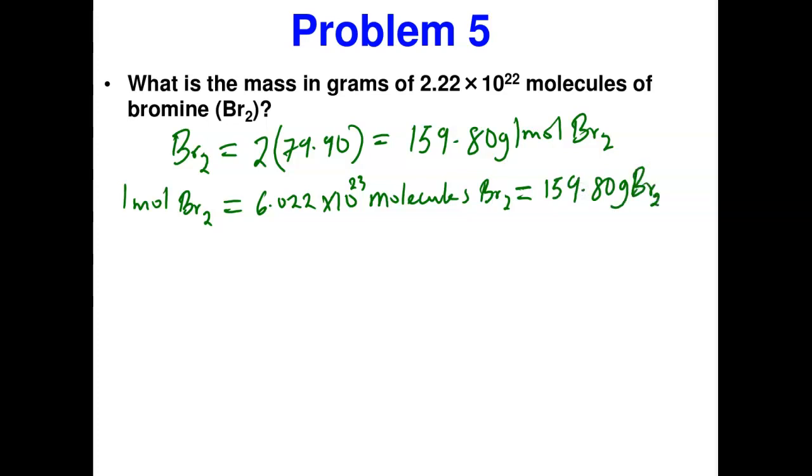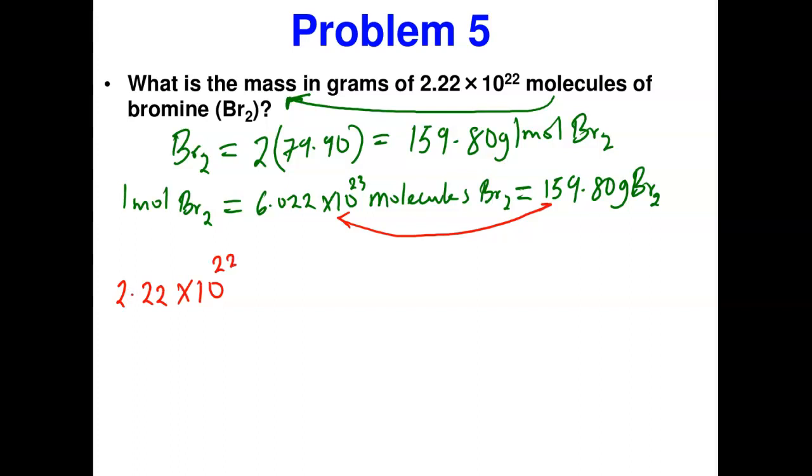Now, if you look at these 2 problems, our problem is pointing us to the direction that we're going from molecules to mass. If we're going to go from molecules to mass, we're not going to use the mole. The mole is not relevant to us. So what are we going to use? We're going to be using these 2. They will be our conversion factor. Again, we start from what we were given. We were given 2.22 times 10 to the 22 bromine molecules.